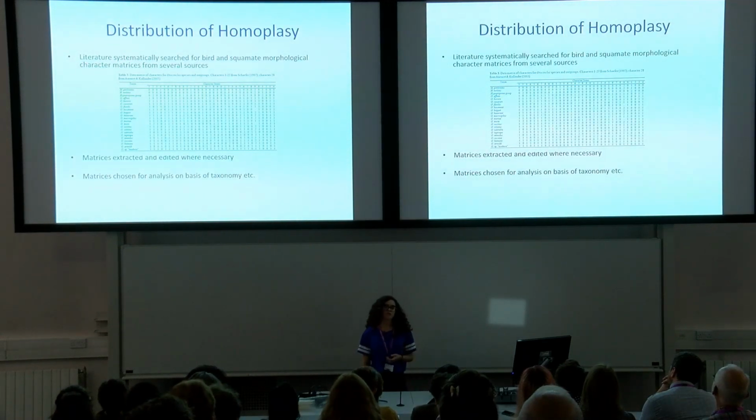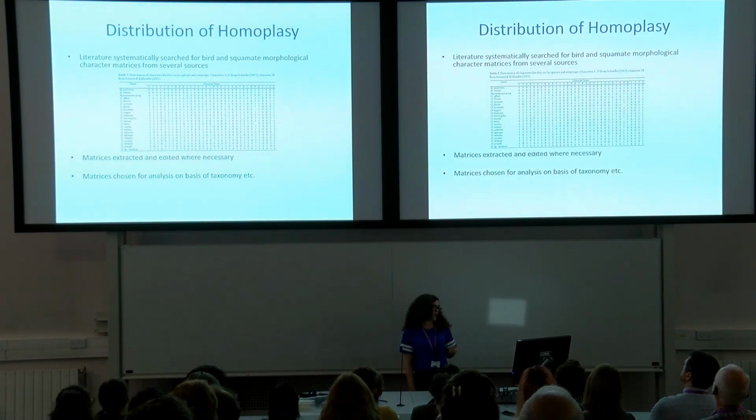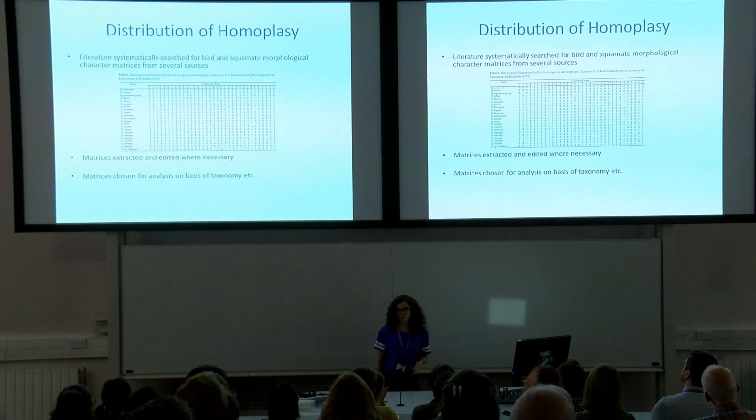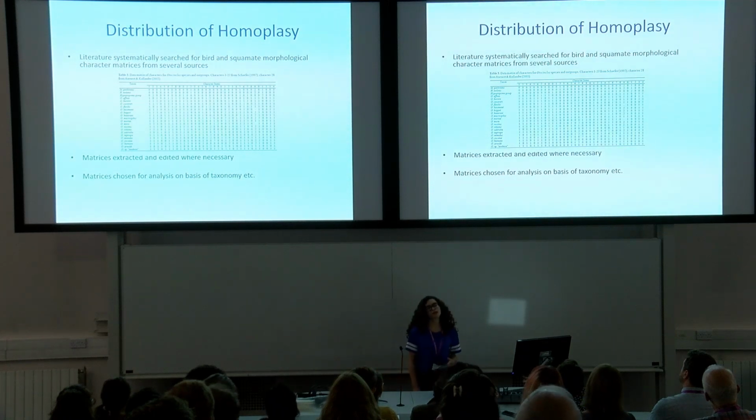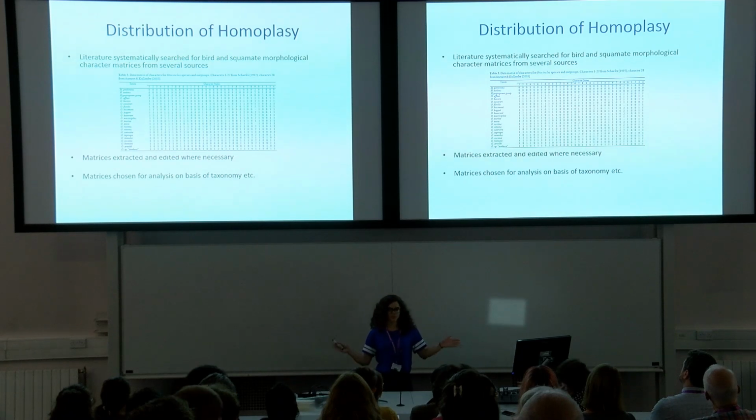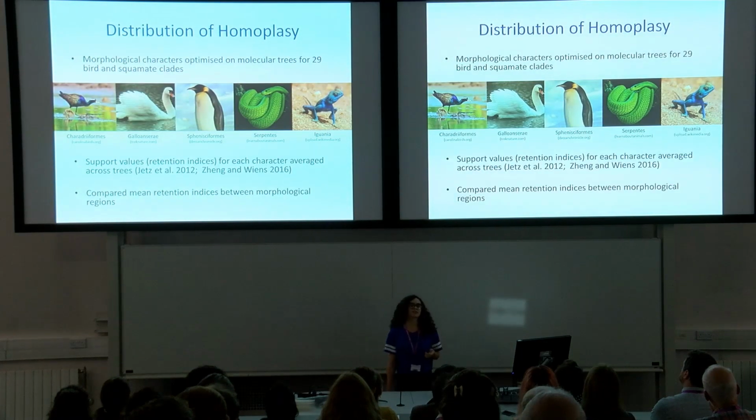So previously I've looked at homoplasy or convergence in morphological characters. So I systematically searched the literature for bird and squamate morphological character matrices from several sources. I then extracted these matrices and edited them where that was necessary. And I chose my final group of matrices on the basis of taxonomy, number of taxa, number of characters, etc. I wanted as wide a taxonomic spread as possible with as little taxonomic overlap as possible. And I ultimately ended up with 29 usable matrices for birds and squamates.